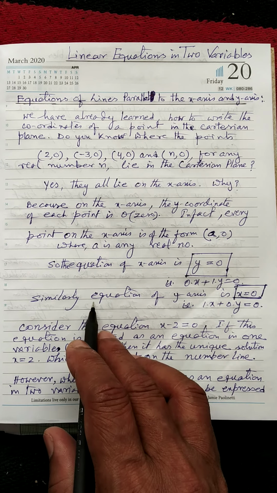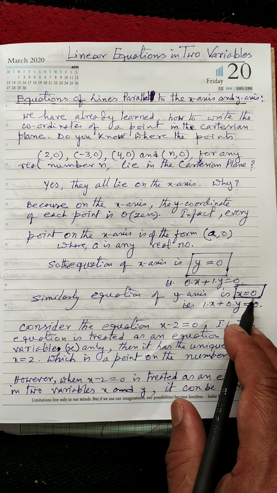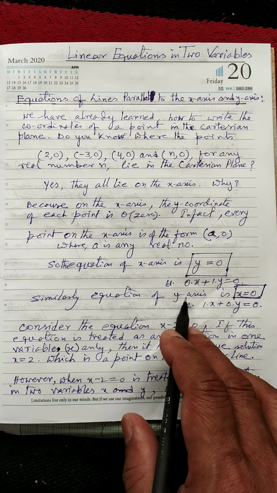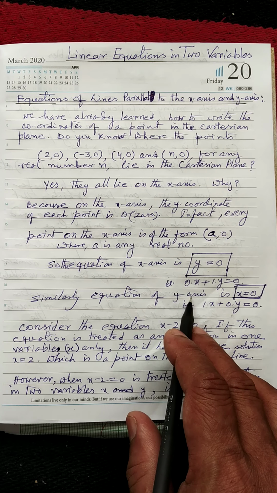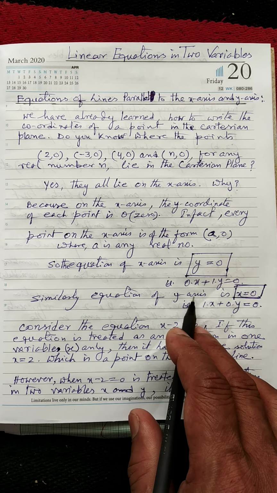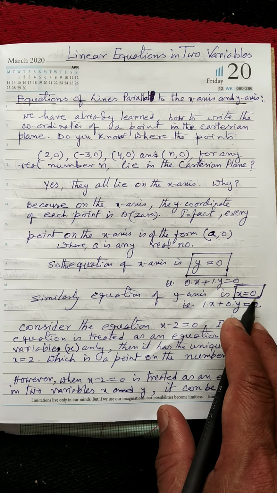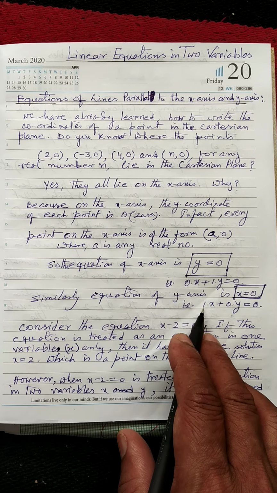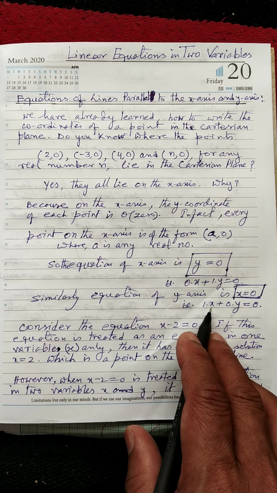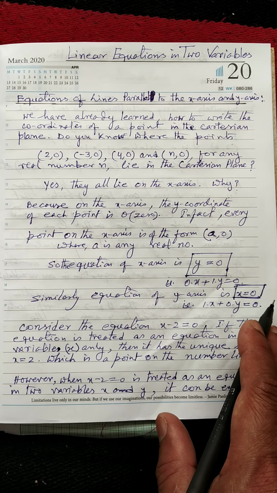In a similar way you can write the equation of the y-axis as x equal to 0, because on the y-axis the abscissa of each point, that is the x coordinate, is 0. That's why the equation of the y-axis is x equal to 0, which in two variables can be expressed in the form 1 into x plus 0 into y equal to 0.